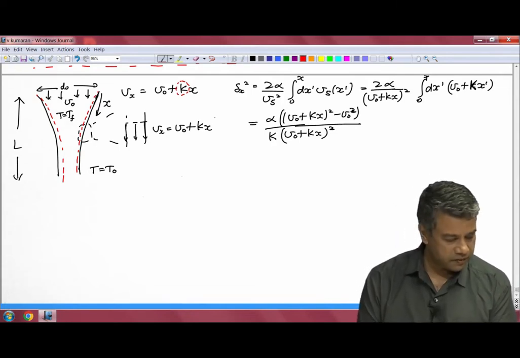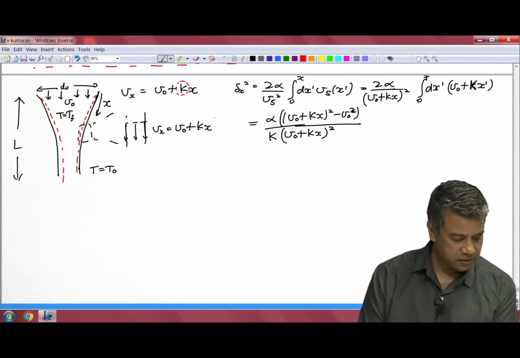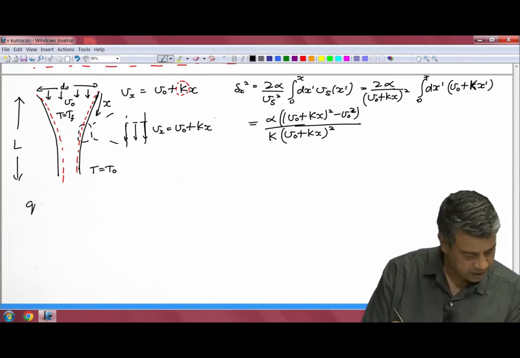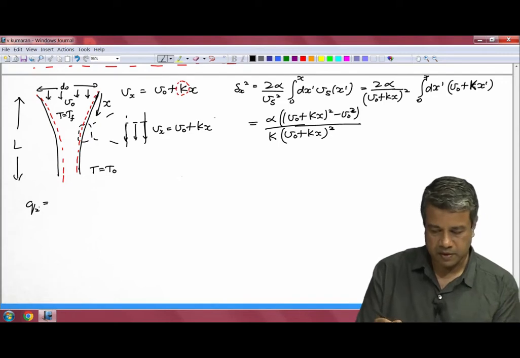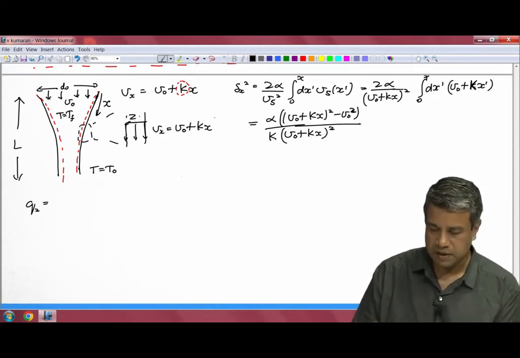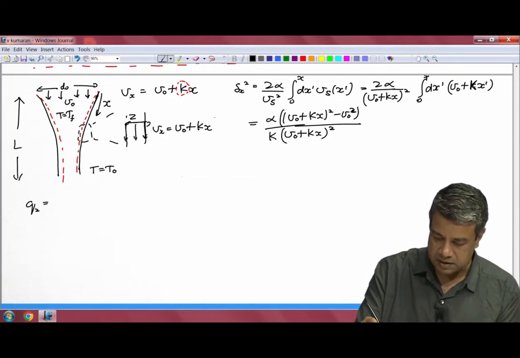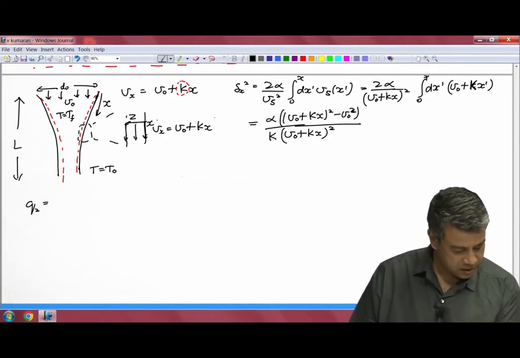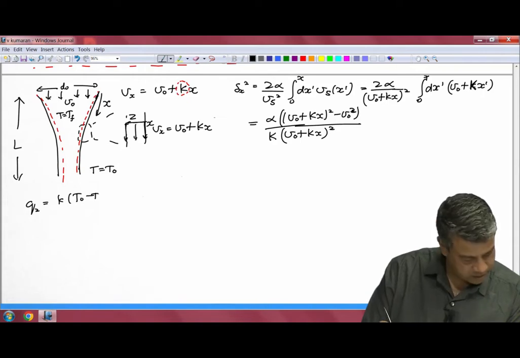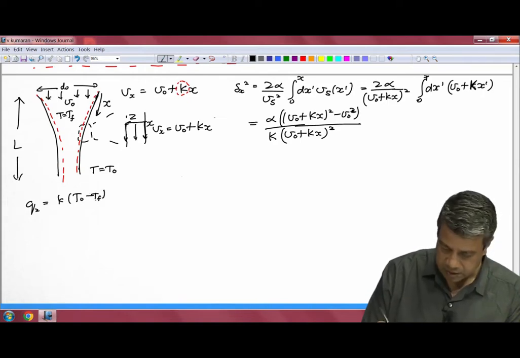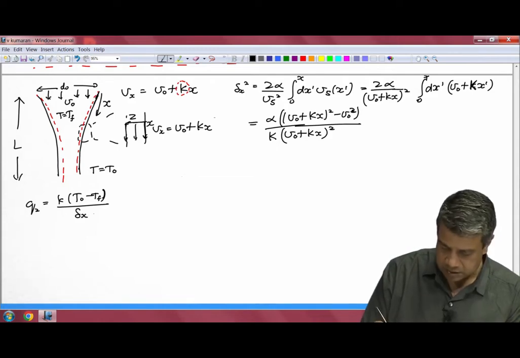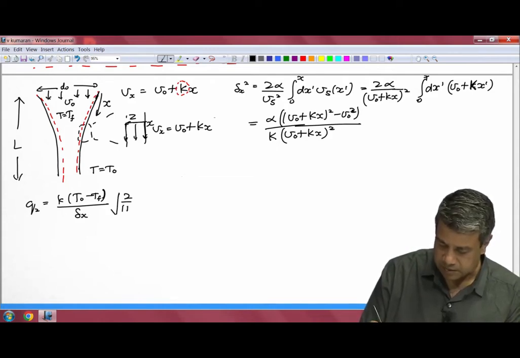Okay. So, how do we find out the heat flux? We know that the heat flux Qz, perpendicular to the surface. If I take a local coordinate system where this is z perpendicular to the surface and the x direction is along the flow direction, Qz is equal to k into T naught minus Tf, divided by delta x root of 2 by pi.